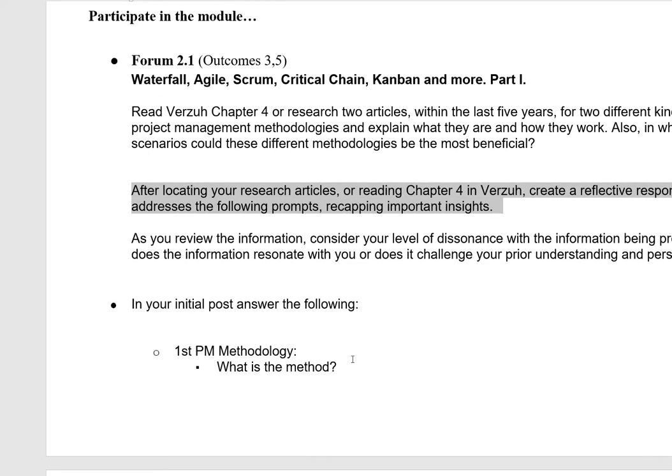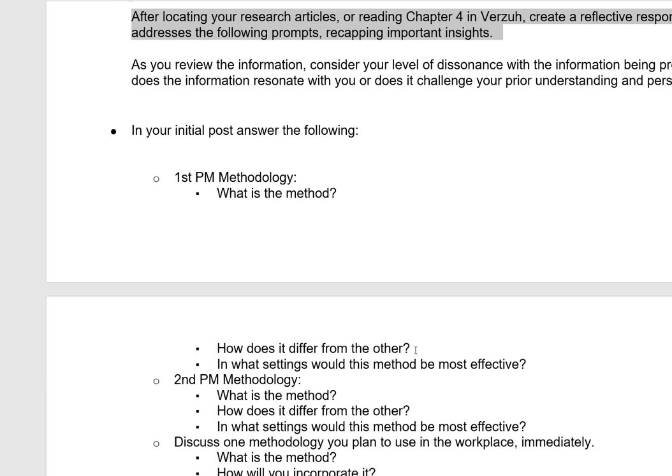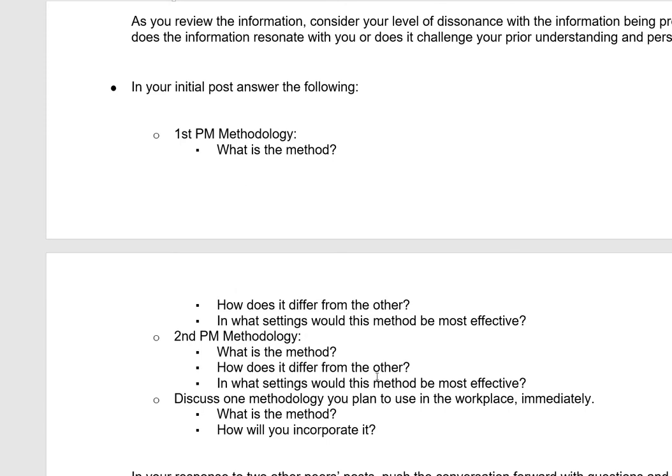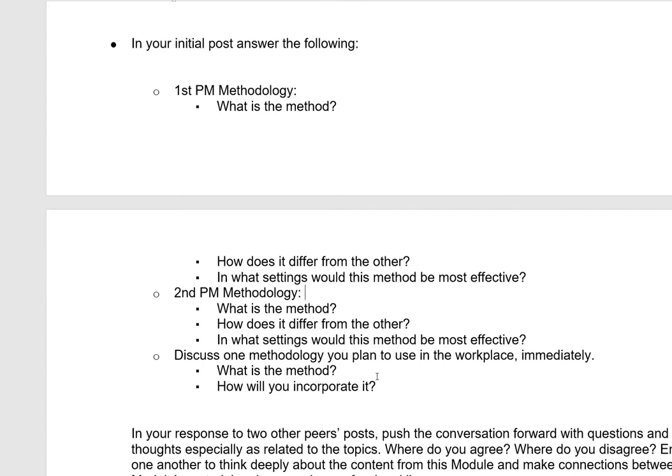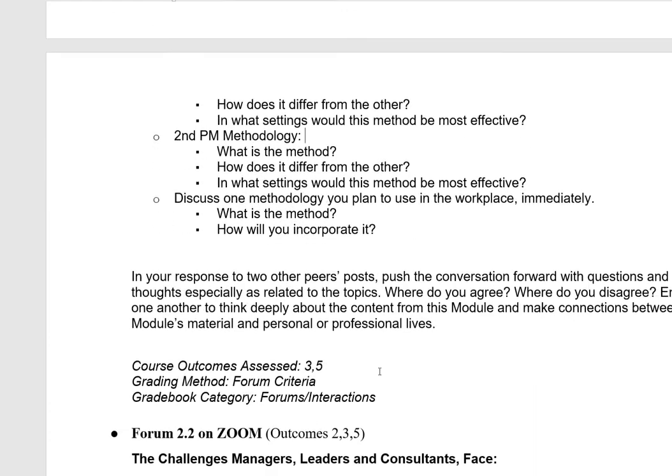So you're each going to learn from each other. What's the method that you're looking at? How does it differ from other methods? And so you're going to get to compare and contrast different methodologies of project management. The Fast Forward MBA isn't the only one.